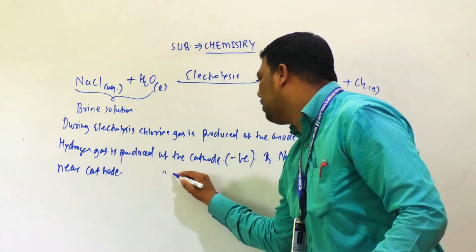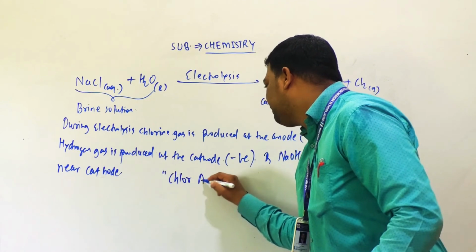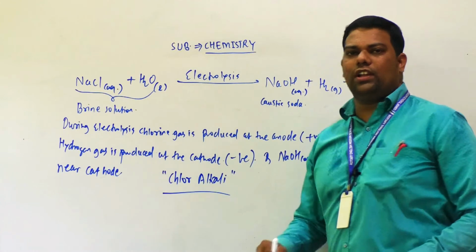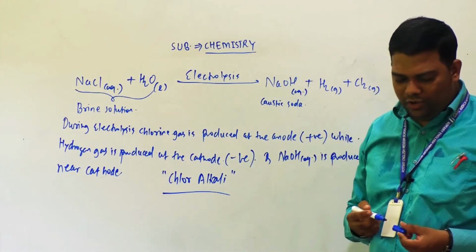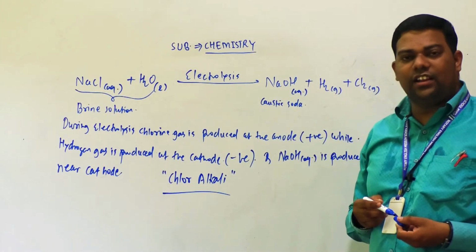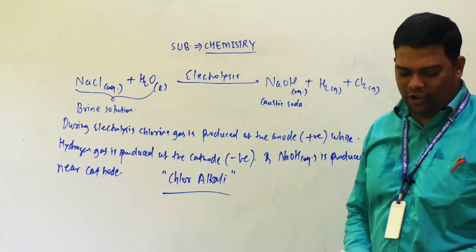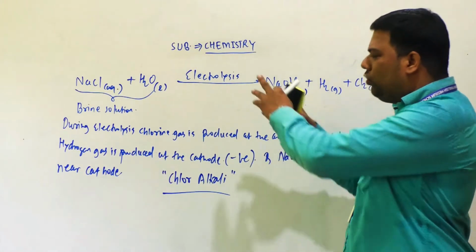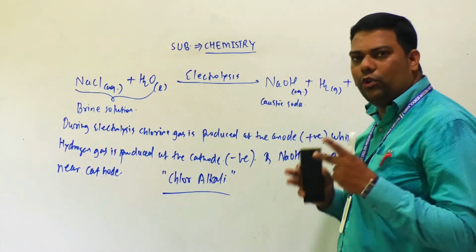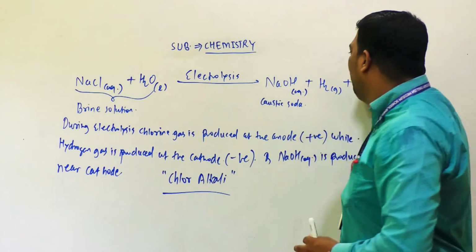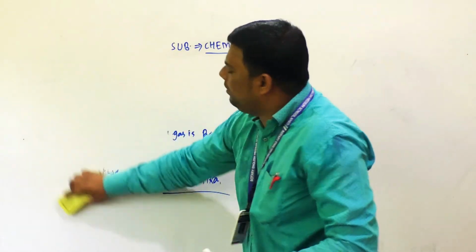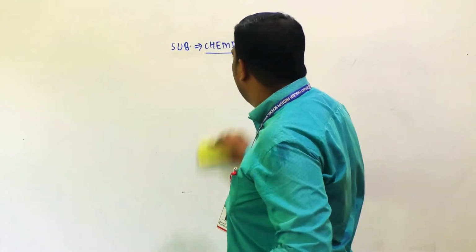Chlor-alkali process. So beta, why is it chlor-alkali? Chlor means what? Yes, here we got chlorine. And alkali means what? Yes, sodium hydroxide. Understood? Like that, we call this process of electrolysis of brine solution the chlor-alkali process. Understood?